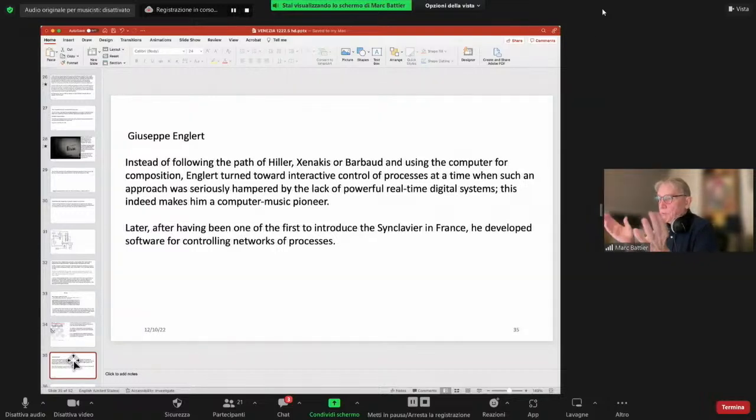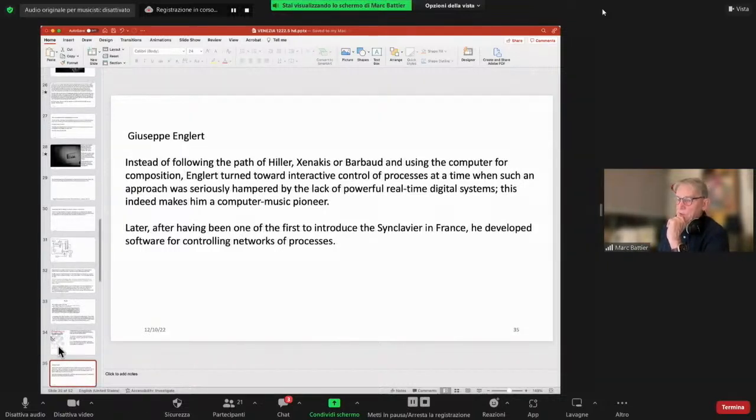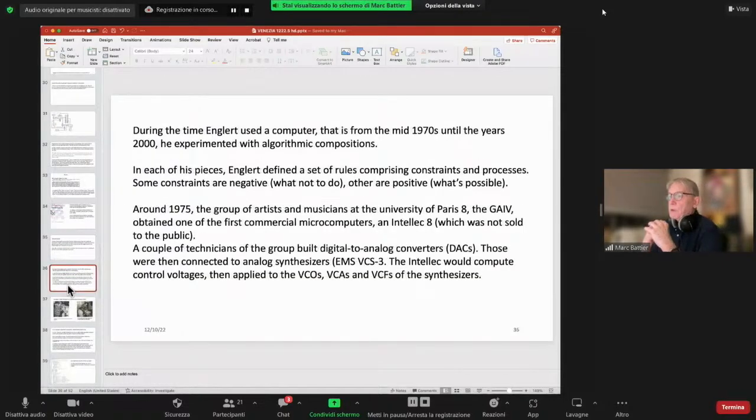Later, after having been one of the first to introduce the Synclavier in France, he developed software for controlling a network of processes. During the time Englert used a computer, that is from the mid-70s until the year 2000, he experimented with algorithmic compositions, interactive ones. In each of his pieces, Englert defined a set of rules comprising constraints and processes. Some constraints were negative, what not to do, and others were positive, what's possible.